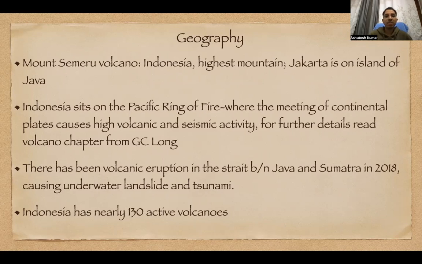So Indonesia sits on the Pacific Ring of Fire. You can read about it from GC Leong also. So what is the Pacific Ring of Fire? Where the meeting of continental plates, okay, continent to continent, is causing high volcanic and seismic activity. There has been a volcanic eruption earlier also in the strait between Java and Sumatra in 2018. So that caused an underwater landslide and tsunami. So volcano also caused tsunami. You should remember it. Indonesia has nearly 130 active volcanoes.